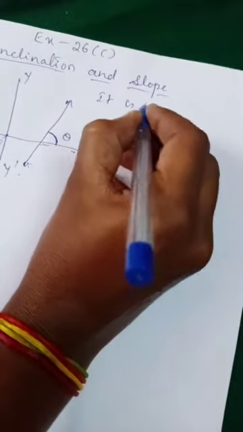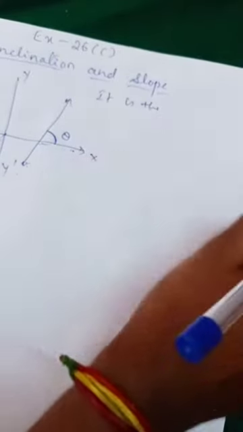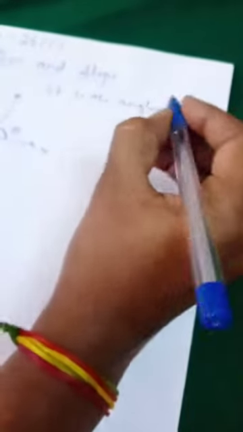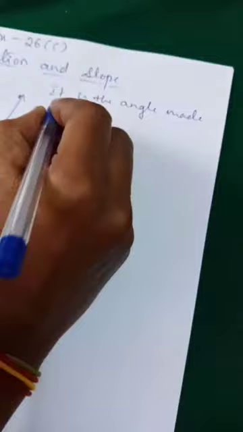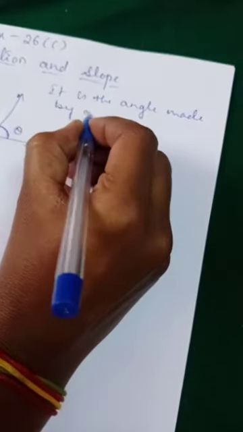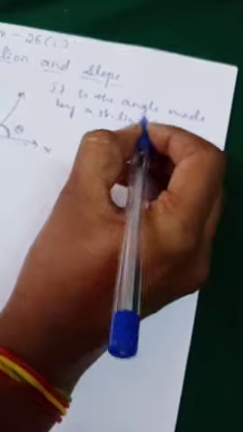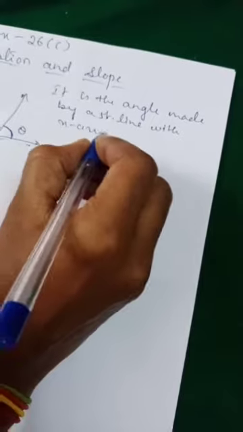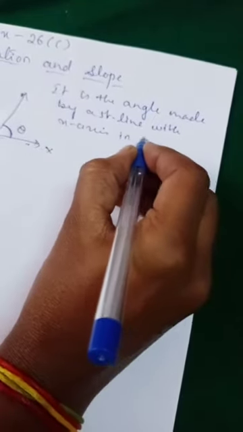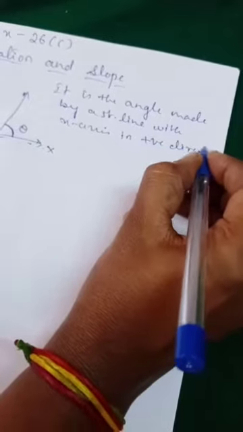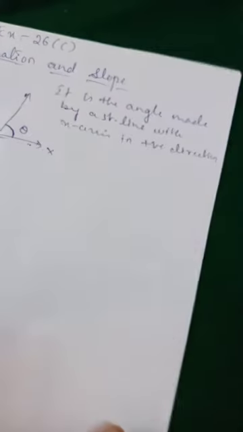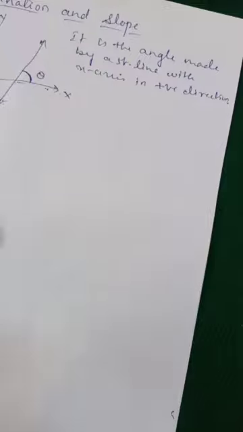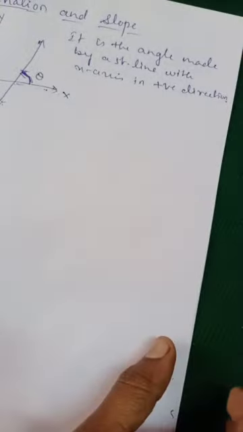So what is inclination? It is the angle made by a straight line with the x-axis in positive direction. So this angle is known as inclination.